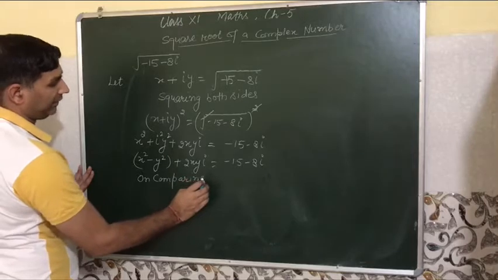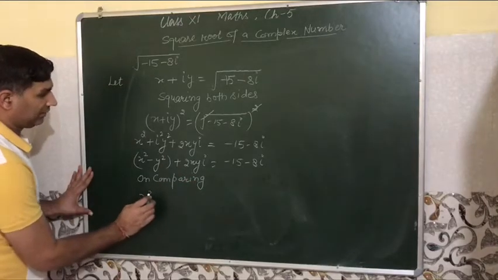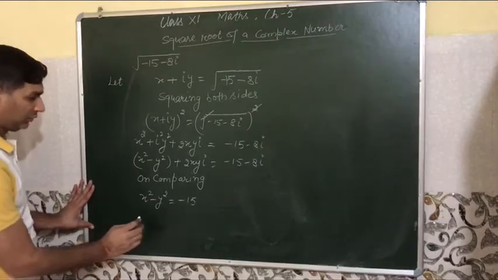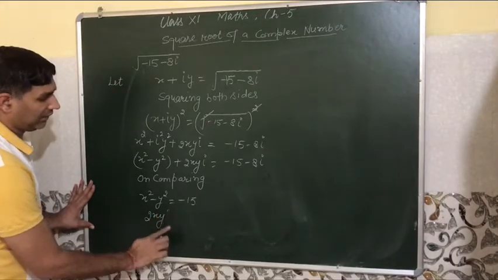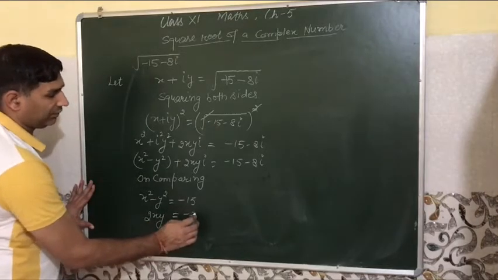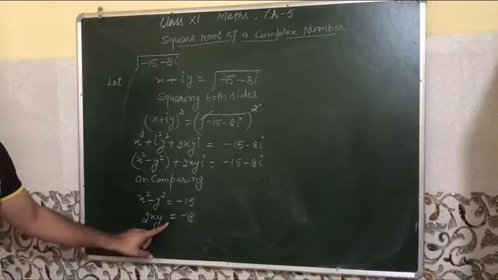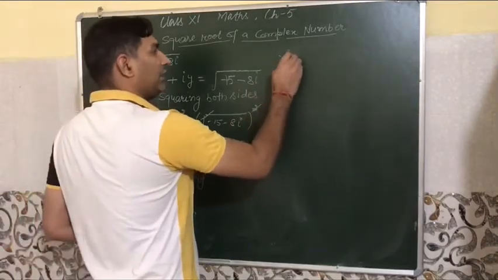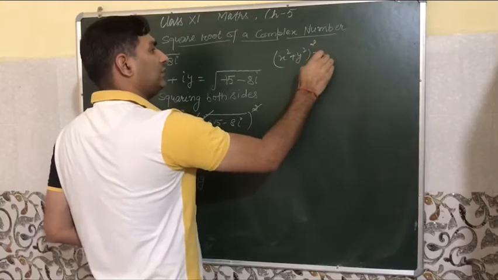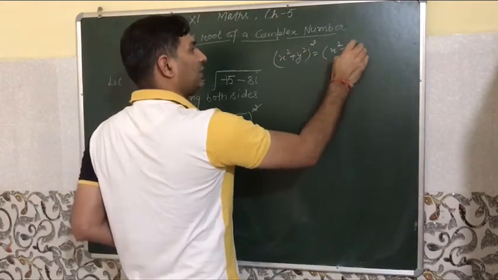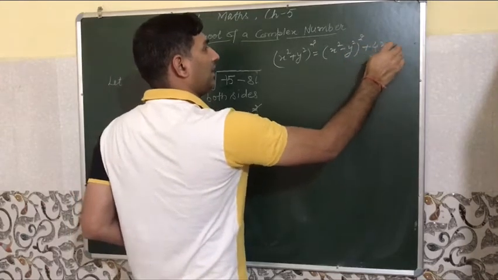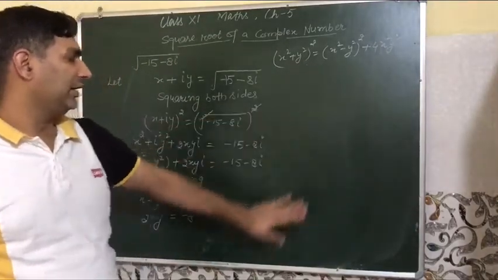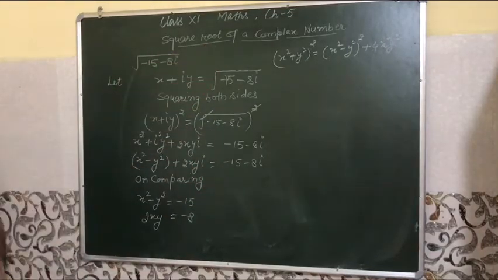compare करेंगे. On comparing, x square minus y square is equal to minus 15, and 2xy iota, iota being the imaginary part, gives 2xy is equal to minus 8. We know one formula: x square plus y square whole square is equal to x square minus y square whole square plus 4x square y square. ये हमारे पास एक identity है. इस identity को हम याद रखेंगे. हर एक question में हमें ये formula use करना है.